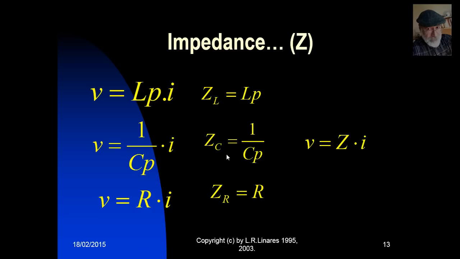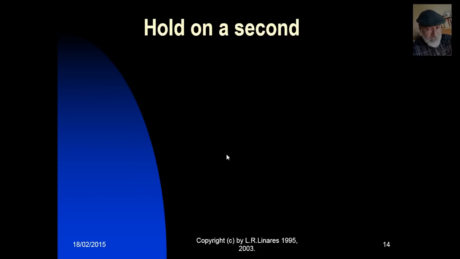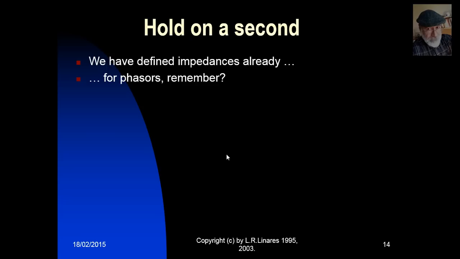Impedance of the inductor, LP. Impedance of the capacitor, 1 over CP. Impedance of the resistor, its resistance R. Hold on a second, you say. We have defined impedances already before. Remember, with phasors, we said the impedance of an inductor is j omega L. The impedance of a capacitor is 1 over j omega C. You say, hey, wait, wasn't that negative j times 1 over omega C? It's the same thing, remember? Negative j is 1 over j. So the impedance of a capacitor is 1 over j omega C, and the impedance of the resistor was R.